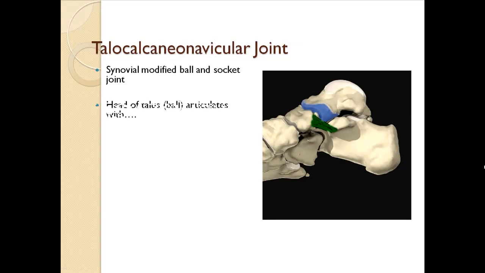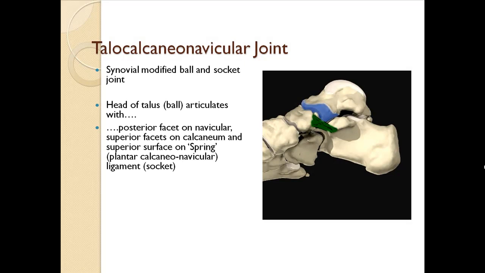Now the talocalcaneo-navicular joint is a ball and socket joint. It's a synovial modified ball and socket joint. The ball being formed by the rounded head of the talus, and the rounded head of the talus then slots into a socket formed by the posterior aspect of navicular, the superior aspect of the calcaneum, and the spring ligament. These three structures together form a concavity which receives the head of the talus. So it's your typical ball and socket joint.